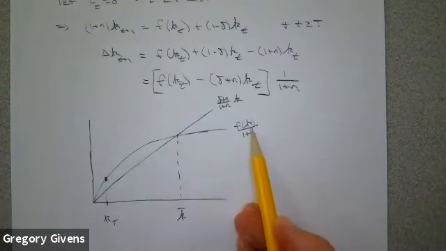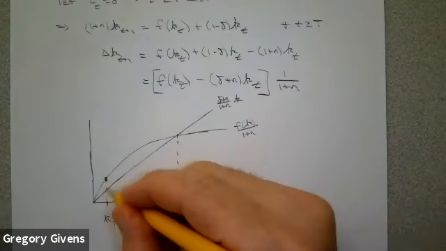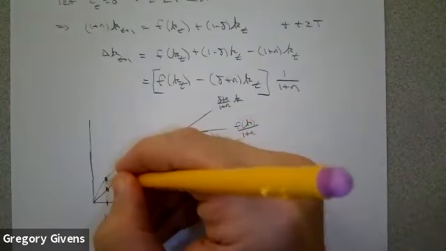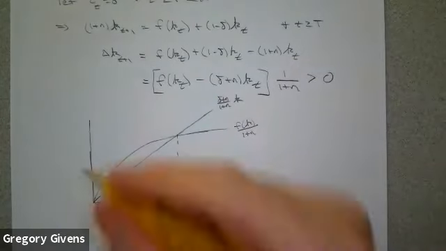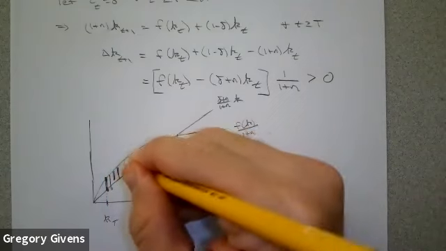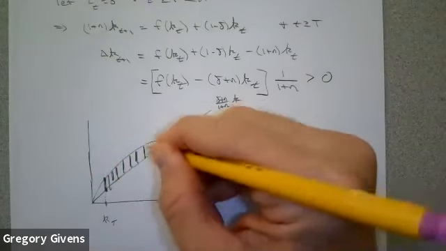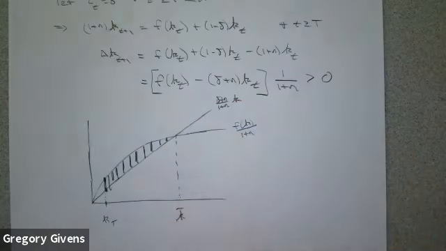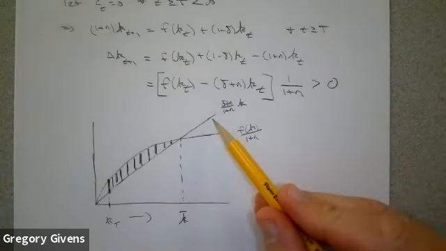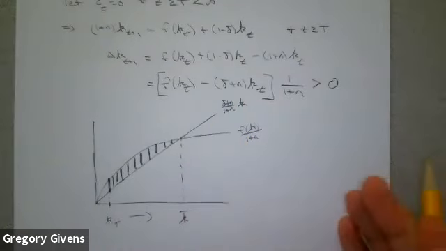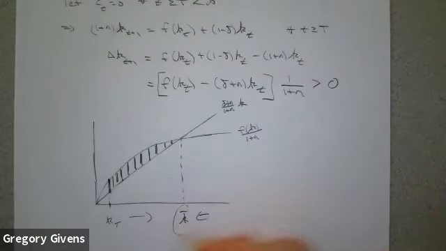We see that f of k is bigger than (delta plus n) times k, which means that the growth rate of the capital stock is going to be positive. As long as f of k is bigger than delta plus n times k, the capital stock is going to be rising. If it turns out that f is less than delta plus n times k, then the capital stock is going to be falling. So what this means is that in the long run, the economy is going to converge to k bar if consumption stays equal to 0.